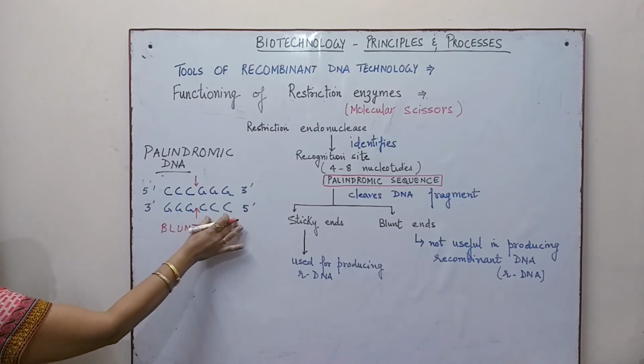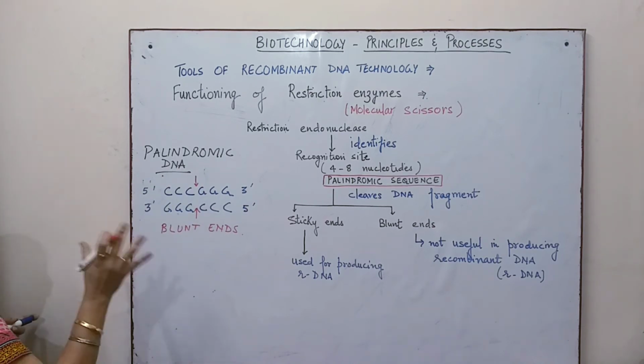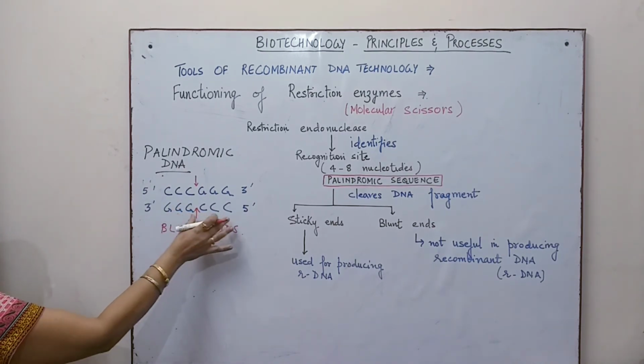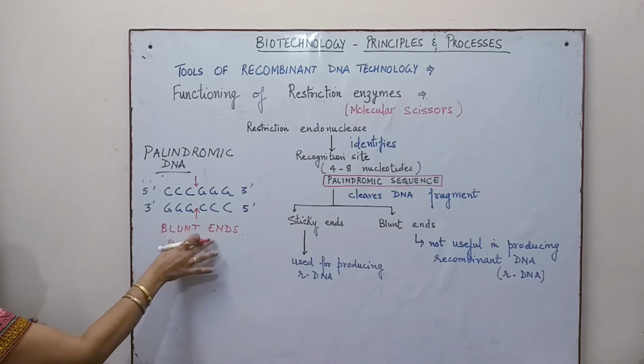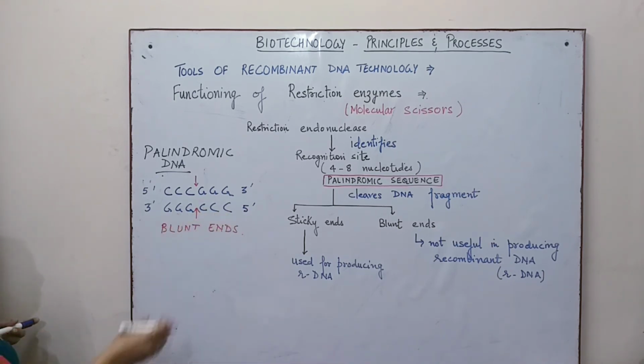The cut is the same over here and here. It cuts towards the center, and as a result blunt ends are produced which do not form hydrogen bonds. So the difference between sticky ends and blunt ends is that sticky ends are created by the action of the restriction endonuclease slightly away from the center of the palindromic DNA sequence or recognition site. That produces sticky ends, which readily form hydrogen bonds, and as a result recombinant DNA is produced.